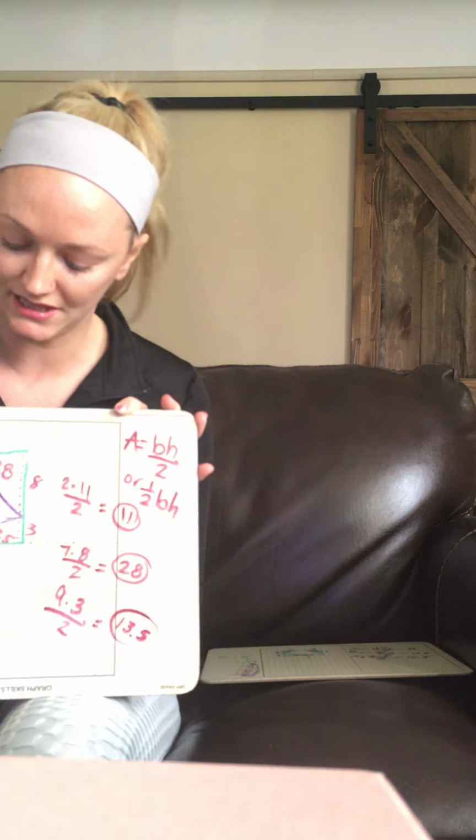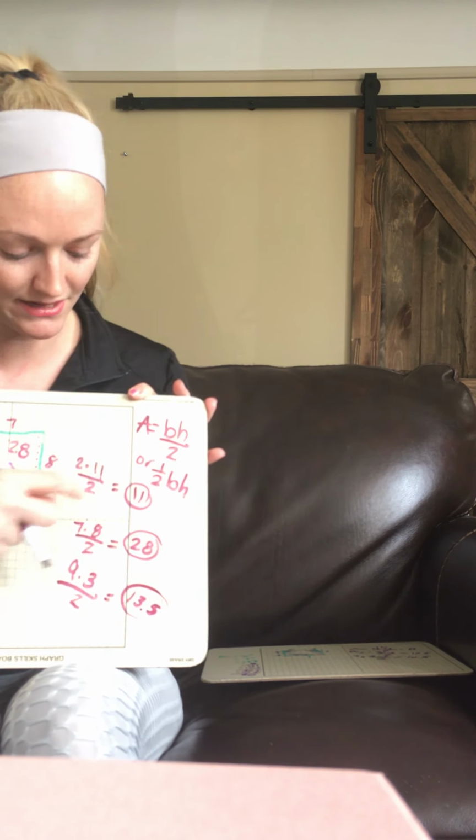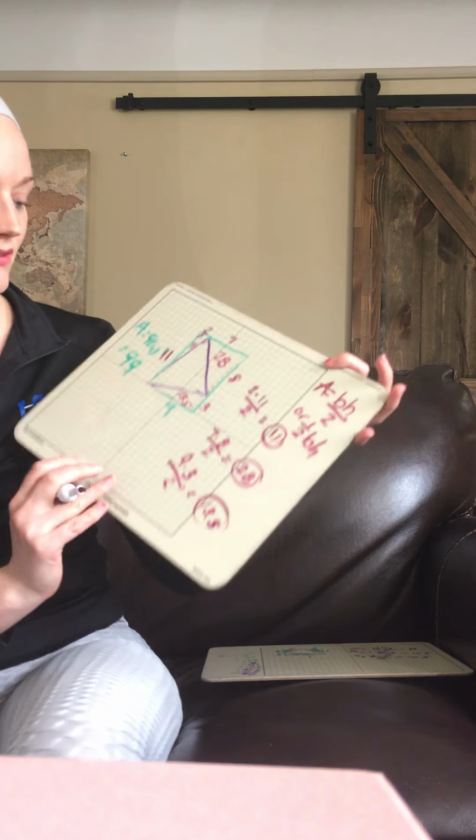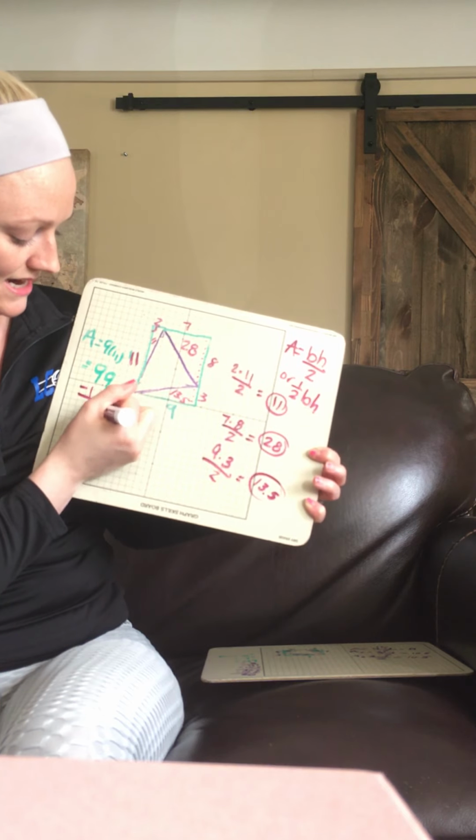Remember, the entire thing was 99, so we are going to subtract my 3 areas that I found over here. So if I do the first one, 99 minus 11, I'll end up with 88.